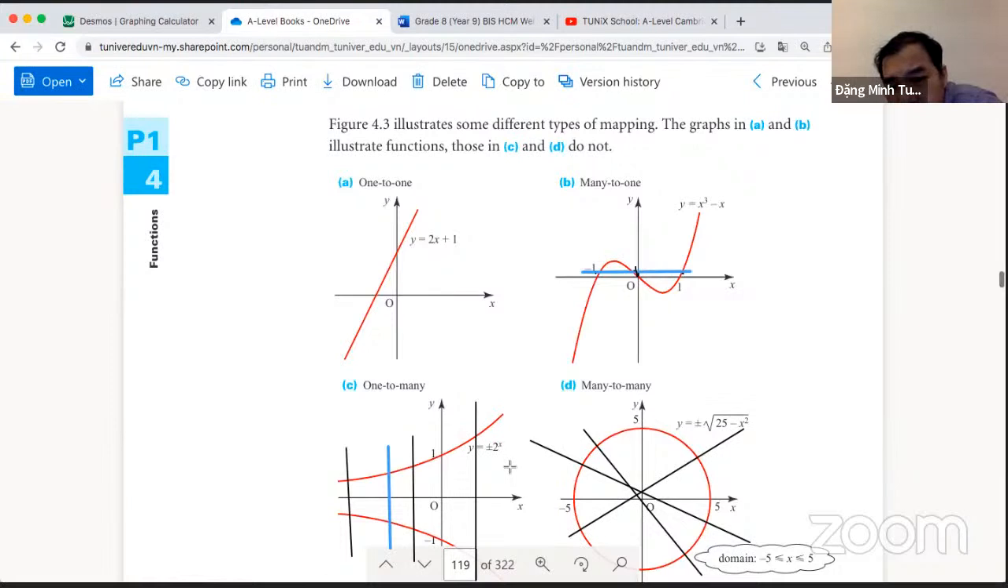For example, in the many to many, if you take y equal to square root of 25 minus x squared, you have to find the values of x that satisfy this, because the expression under the square root must be non-negative. That means 25 minus x squared is greater than or equal to zero. So this means x is between minus 5 and 5, right? So the domain of x means the set of all possible values of x, right?